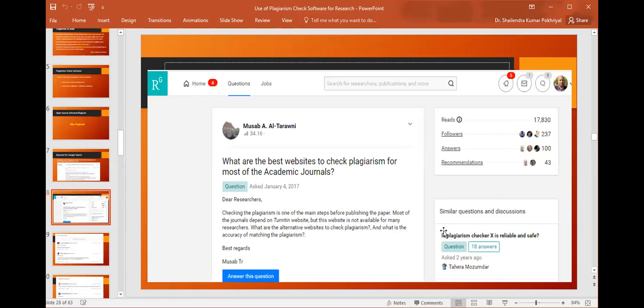I came to know that some researchers are using Plagiarism, and I went through their research papers and their H index also. I found that though they are using it, they still mostly support Turnitin, that Turnitin is one of the important software which we can use. Sir, next slide, please.